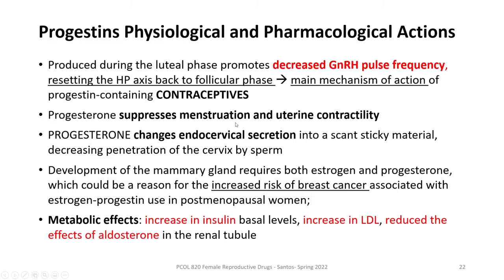Progesterone suppresses menstruation and uterine contractility. It also changes the endocervical secretion into a sticky material, decreasing the penetration of the cervix by sperm. They also promote development of the mammary gland, which requires estrogen and progesterone, and which could be a reason for the increased risk of breast cancer associated with estrogen-progestin use in postmenopausal women. In terms of metabolic effects, progestin increases basal insulin levels, increases the bad cholesterol, and reduces the effects of aldosterone in the renal tubule.